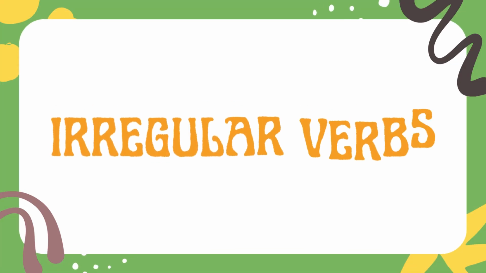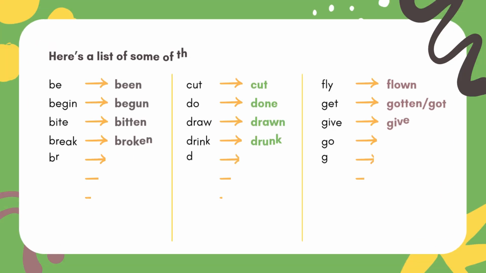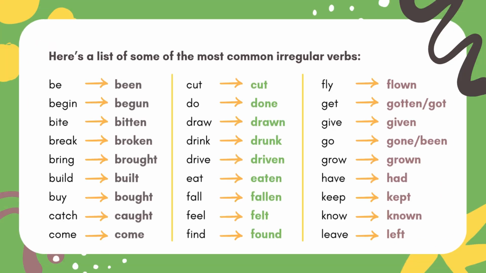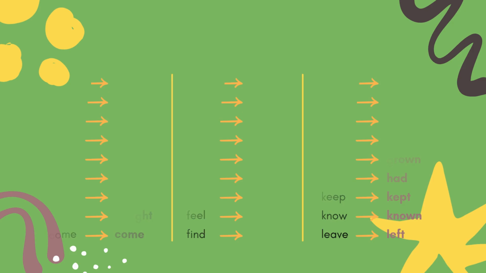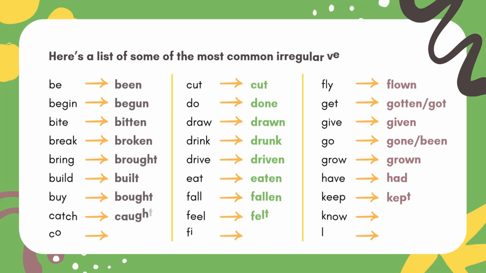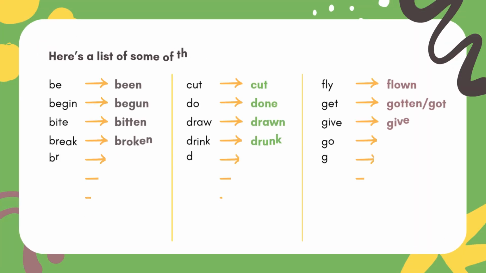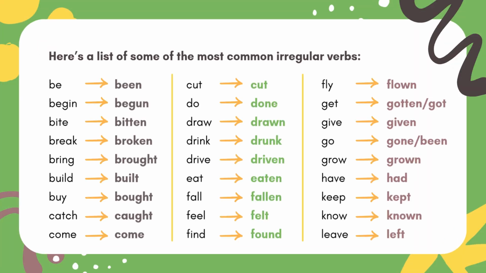Irregular verbs. Here's a list of some of the most common irregular verbs. Be, been. Begin, begun. Bite, bitten. Break, broken. Bring, brought. Build, built. Buy, bought. Catch, caught.